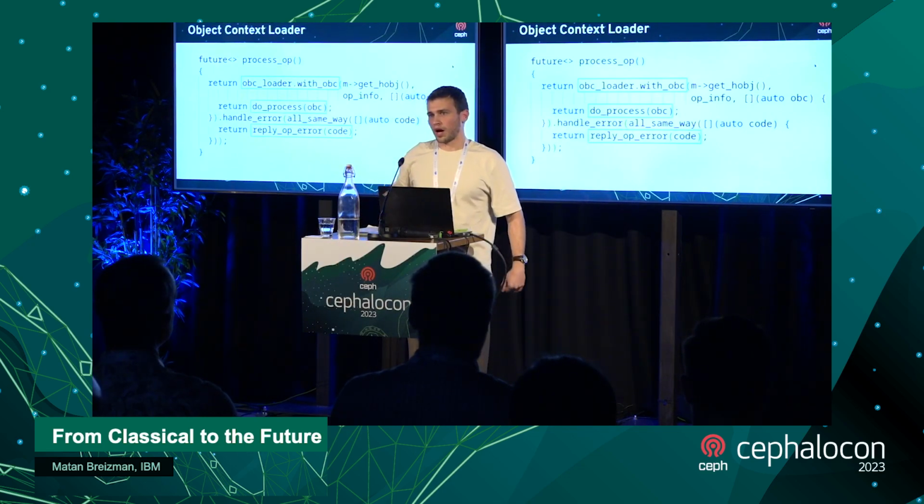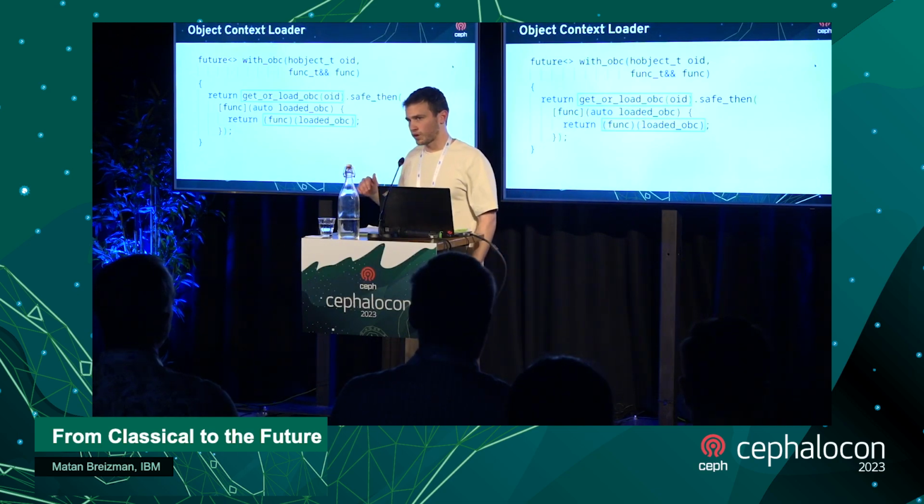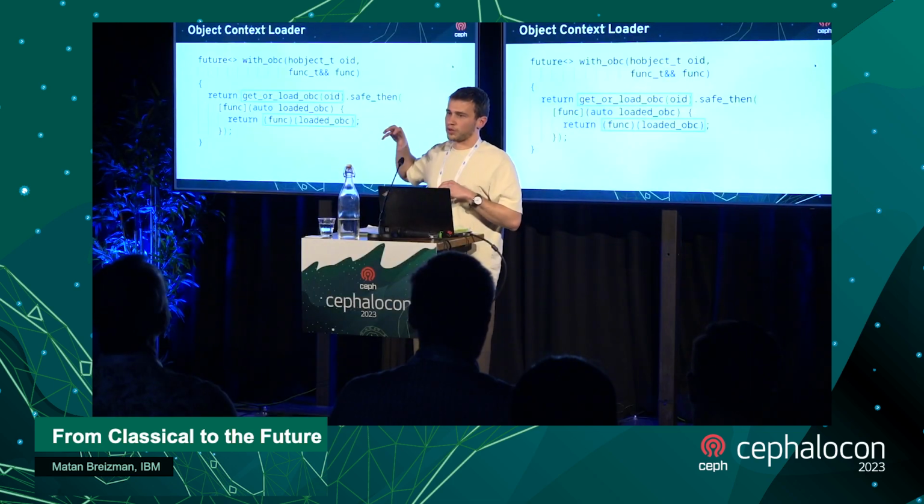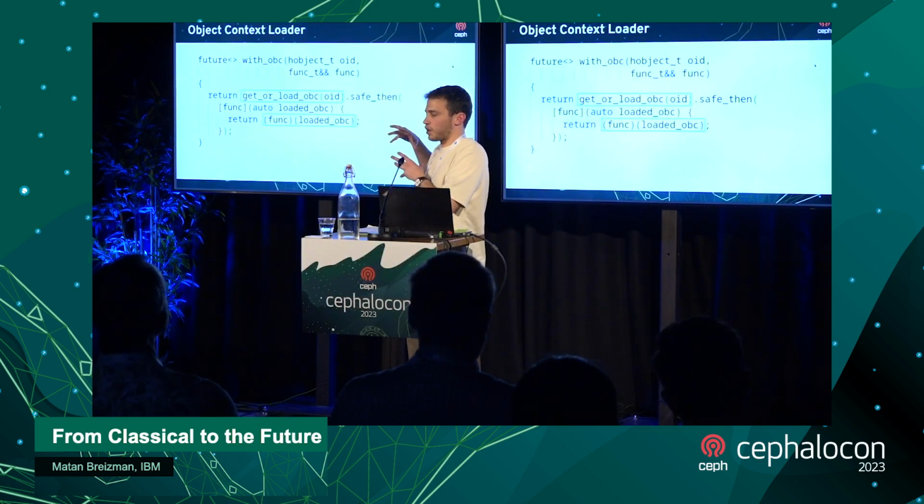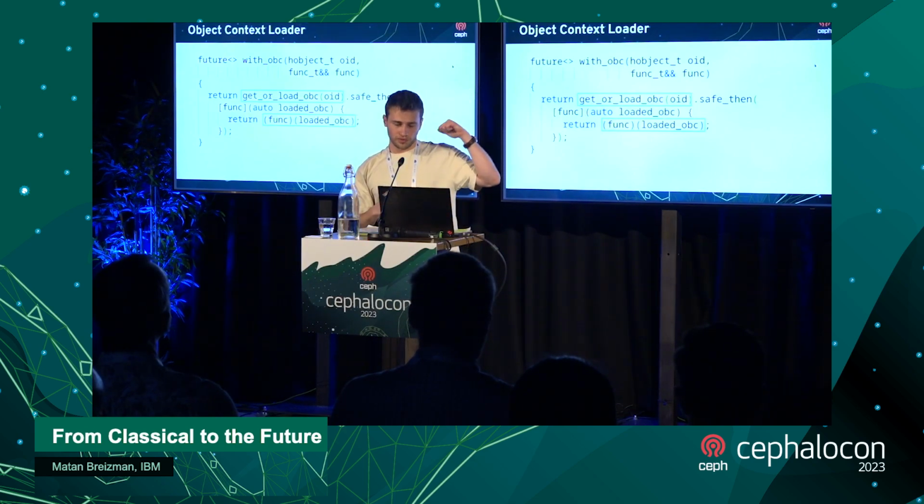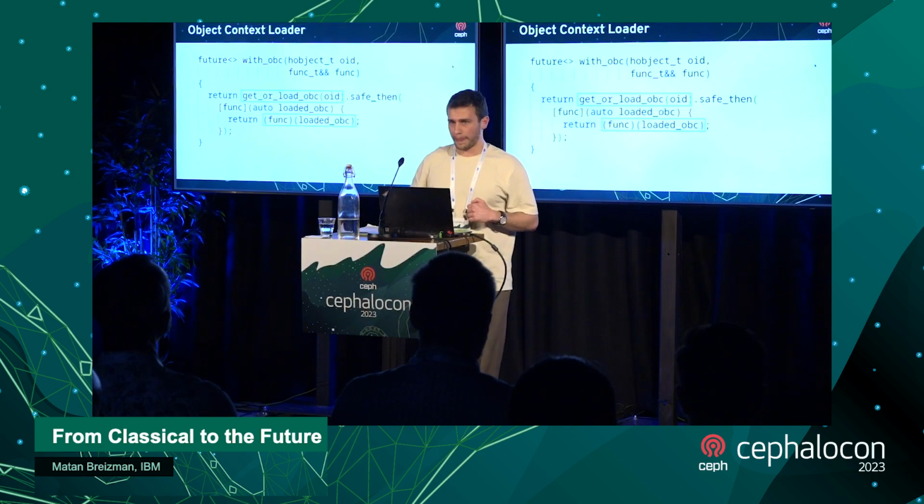So how is with OBC looking? We have 2 parameters, the object ID and a callback function. We've seen earlier it's the do process that will be called once the future which holds the object context is ready to use. So we have get or load that receives the object ID and it will return us the loaded OBC. Once the loaded OBC is a future which has an object context within it, it will be available, will have a value inside, and we will apply it onto our callback function, which we've seen earlier. It's the do process function.